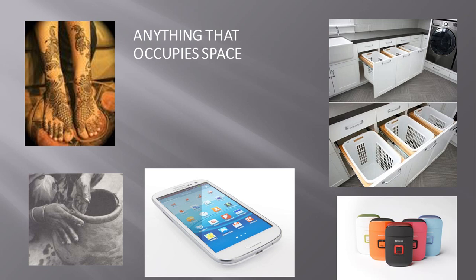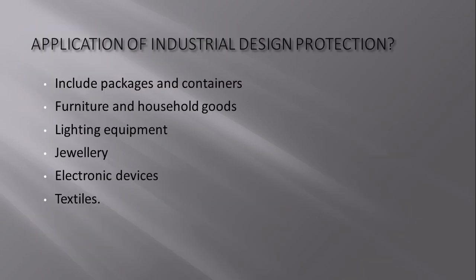Then the other items that can also be protected by three-dimensional designs can be seen in these images that are presented here. Tattoos, you can protect them with industrial design. Shapes of phones, shapes of icons on phones and desktop, you can protect them with industrial designs. So the application of industrial design protection is very broad. You can protect packaging containers, you can protect furniture designs or household goods, you can protect jewelry designs, you can protect electronic designs, you can protect textile designs. All these qualify for industrial design protection.